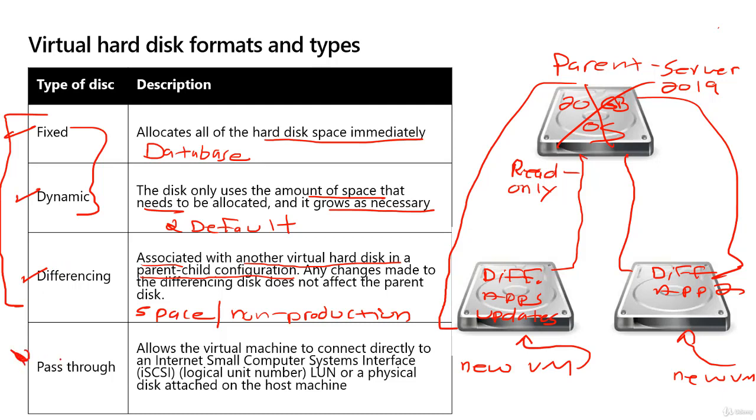The last is pass-through. This just allows virtual machines to connect directly to an iSCSI drive, meaning your virtual machine now uses a physical hard drive in your machine, not just a virtual hard drive that you created. So pass through, that name truly means your virtual machine will pass through to a physical hard drive and it will have exclusive access to a physical hard drive. That's one of the big takeaways. The exclusive access. Meaning only that virtual machine would use that hard drive.